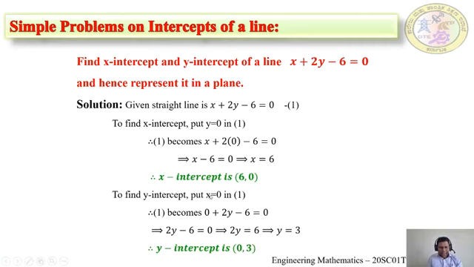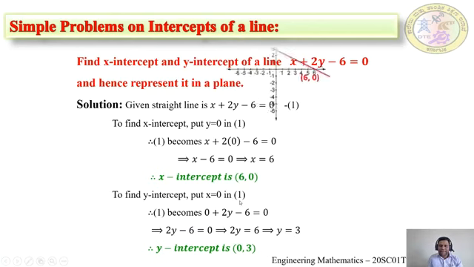To find the y intercept, put x equal to 0. Therefore equation 1 becomes 0 plus 2y minus 6 equal to 0. If you simplify, we get y equal to 3, and the y intercept is given by 0, 3. Then we got the x intercept is 6, 0 and the y intercept is 0, 3. Then we have to represent these in a plane, and you know that x is positive here and y is also positive here.